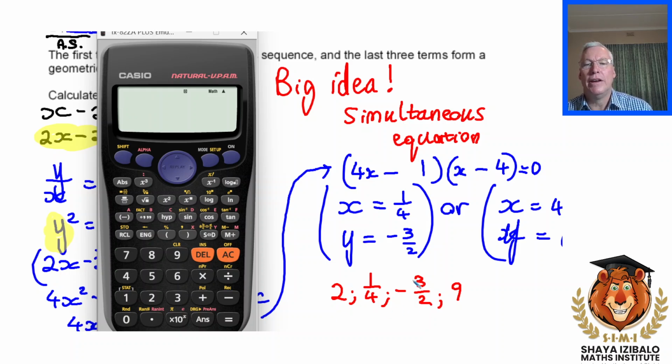Now let's just check. If we take negative 3 over 2 and we divide by the term before it, we're looking at these last 3 terms, we divide by the term before it, so we divide by a quarter, we get negative 6. Now let's take this one divided by this one and see if we also get negative 6. So 9 divided by negative 3 over 2.